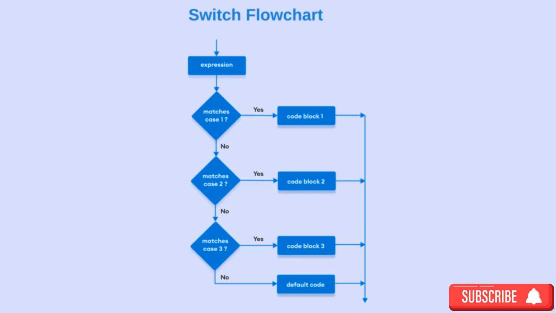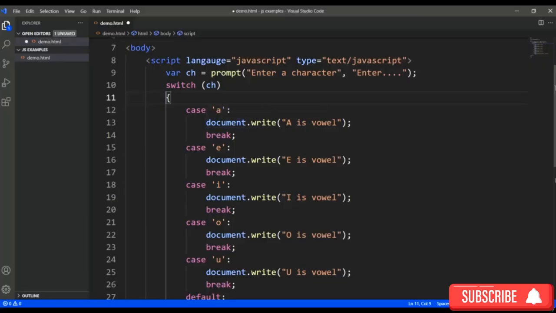So let's see practically how we can start writing this switch statement. In this particular program, I'm taking a single character from the user and comparing whether that is a vowel or a consonant.